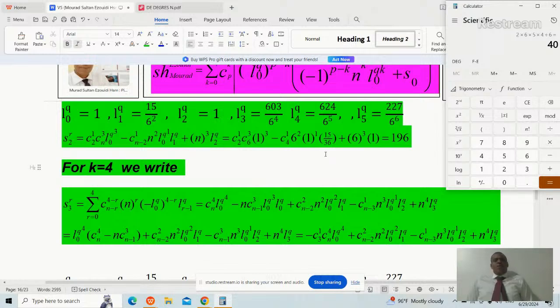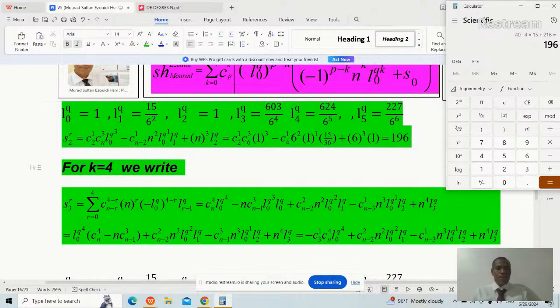Okay. Combination 6 choose 3 is 20. So it will be 2 times 20 times 1. It's the same, minus 4 times minus 4 times, learners, 15. Okay, because 6 squared will be cancelled. Then plus 256 plus 216, sorry, plus 216. So this one equals 196.